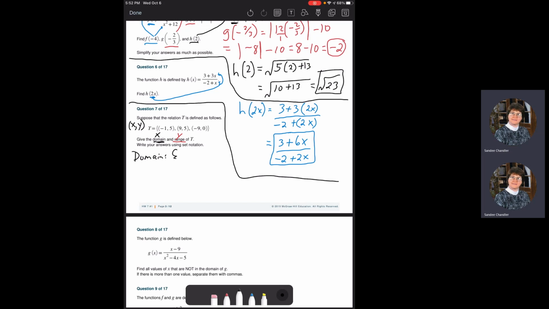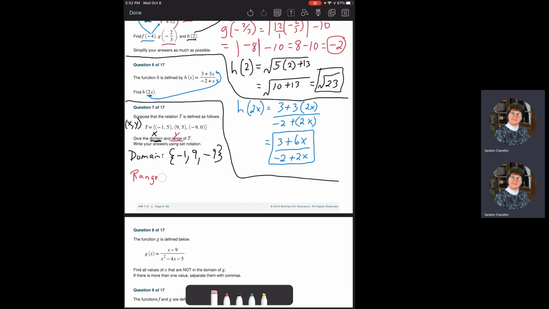And we'll put it in a curly brace to signify set notation. It's the set of negative 1, that's your x, 9, that's your x, and negative 9. And then we'll close it with the closing curly brace. For range, just read the y values. Now domain and range are very, very important in your next class, 11-13, and into the calculus sequences and all the future math classes you take.